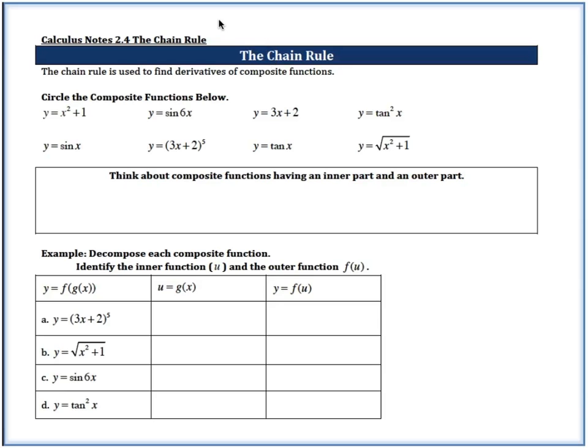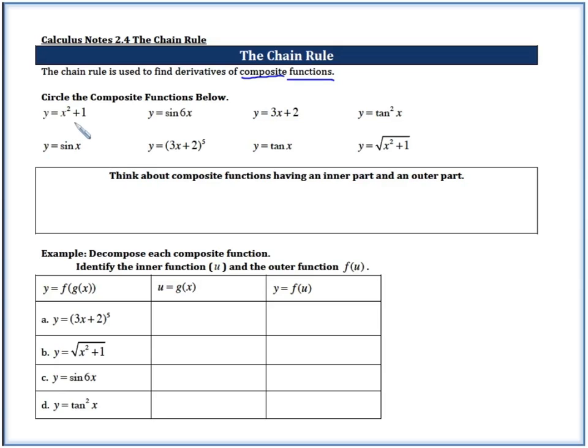Hello and welcome to Calculus Notes 2.4, the chain rule. Today is a very exciting lesson because the chain rule is one of the most powerful rules in finding derivatives. And the reason is because we can use the chain rule to find derivatives now of composite functions. So let's go ahead and circle the composite functions out of this group right here.